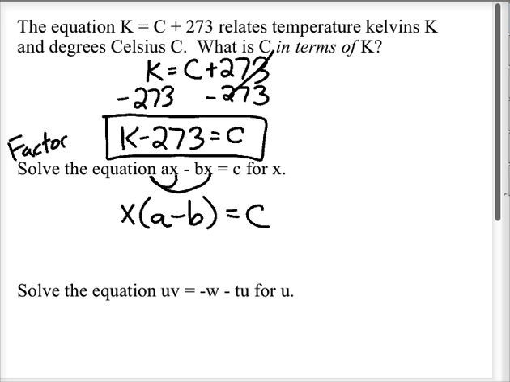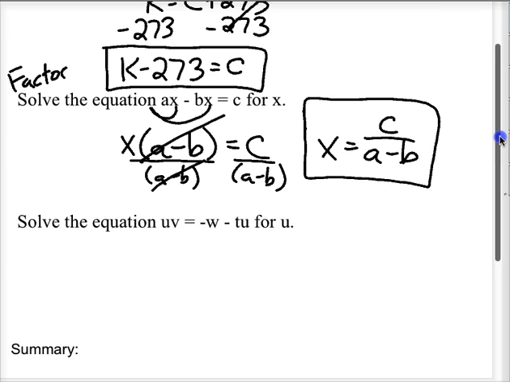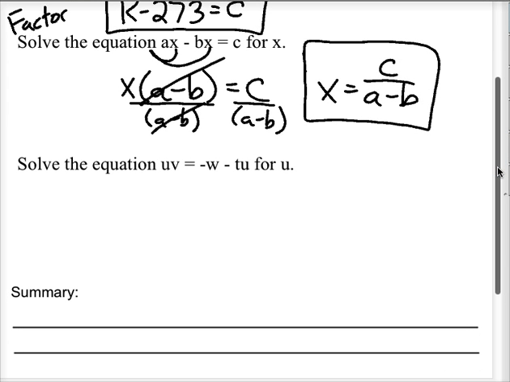Now to get X by itself, I can divide by that A minus B. And now X is by itself. So keep that in mind. A little bit trickier. However, something that I promise is going to keep showing up and is good practice for when we get into later chapters. Because we are going to end up factoring a lot come some later chapters.